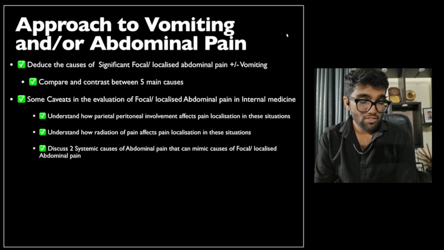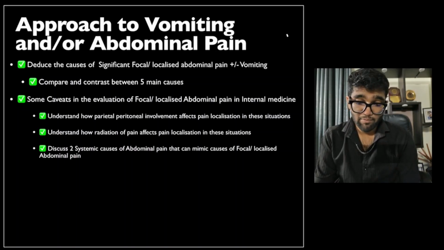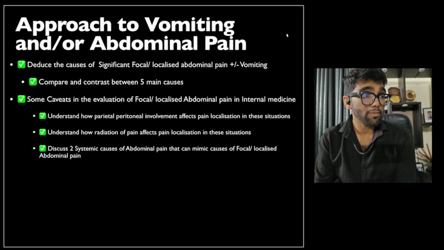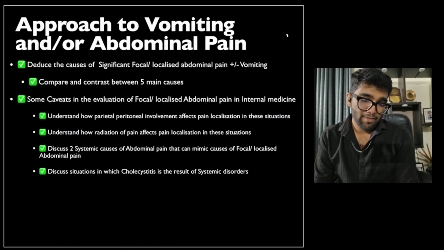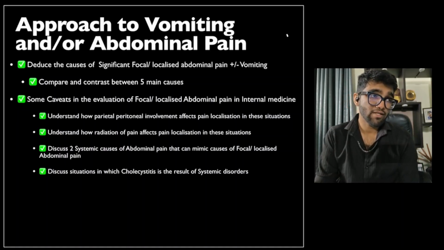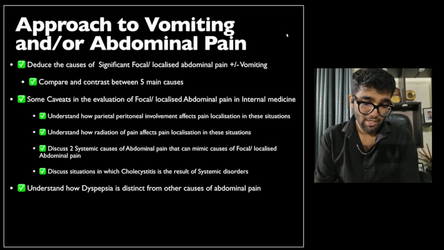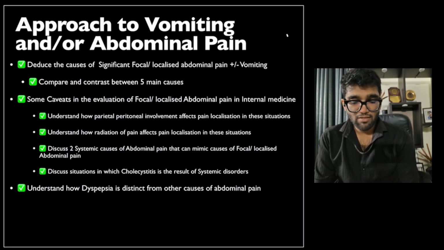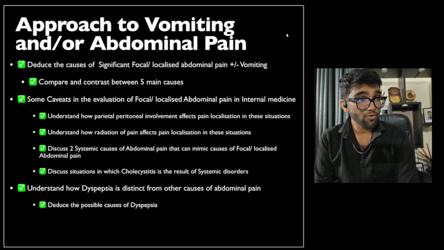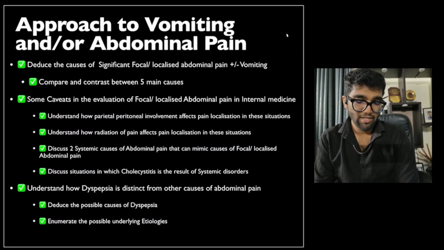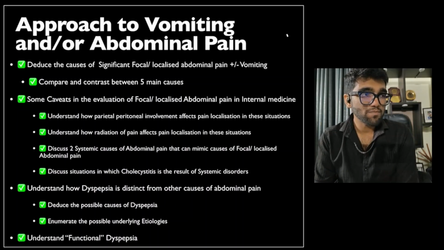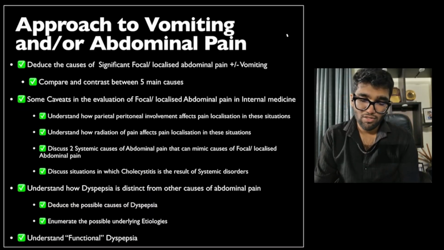We've talked about the two systemic causes, that is acute intermittent porphyria and lead poisoning, and how they can mimic focal or localized abdominal pain and therefore need evaluation by an internist. We've talked about situations in which cholecystitis can be the result of systemic disorders, specifically when the patient is critically ill or has vasculitis. We've understood how dyspepsia is distinct from other causes of abdominal pain, and we've deduced and enumerated the possible etiologies of dyspepsia. Now, functional dyspepsia is essentially the same symptoms if there is no primary cause identified. So that is what we've understood by the term functional.